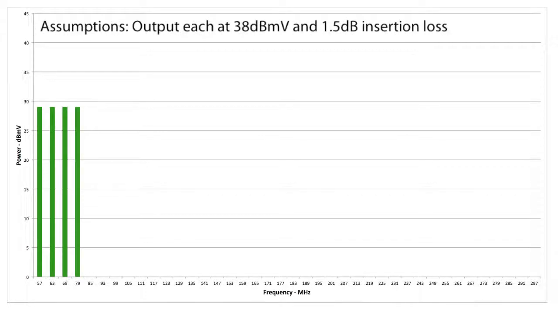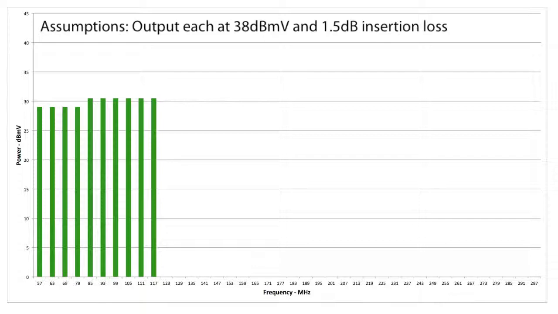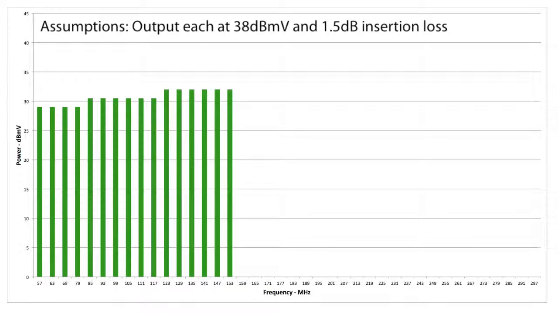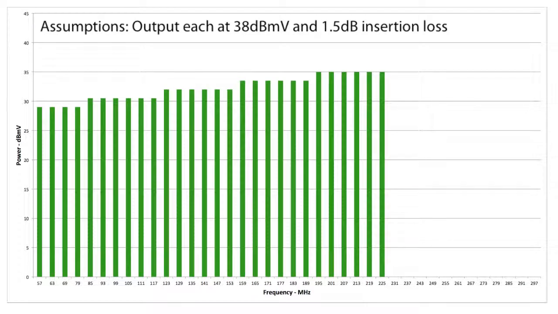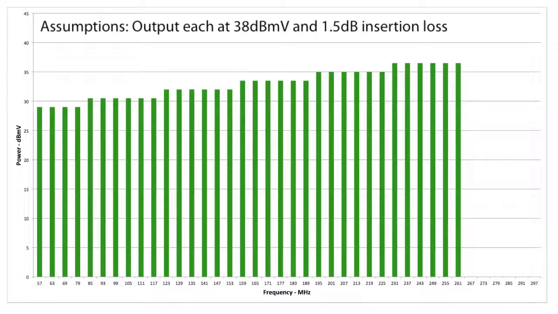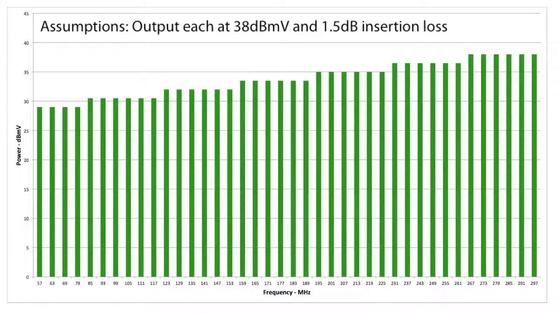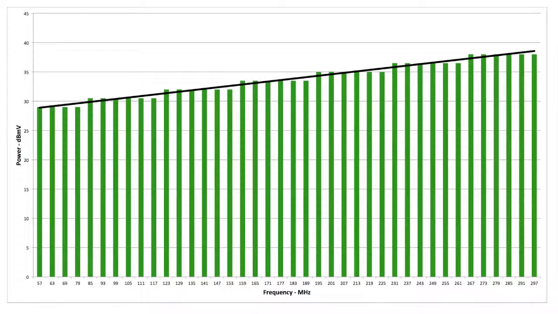If you assume that every modulator had an output of 38 dBmV, and your levels are all set to 99, or no attenuation, and you further assume your worst case insertion loss of 1.5 dB everywhere, then this is what your spectrum would look like. As you can see, you have tilt built in.